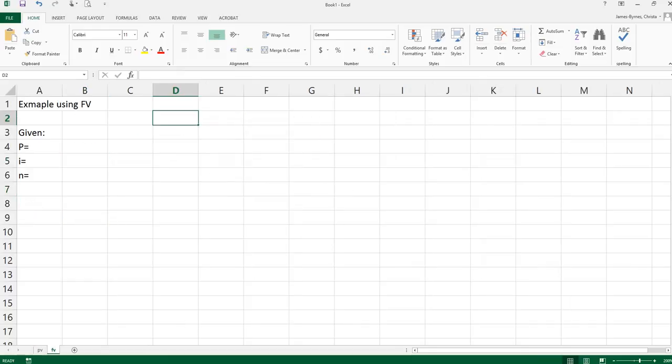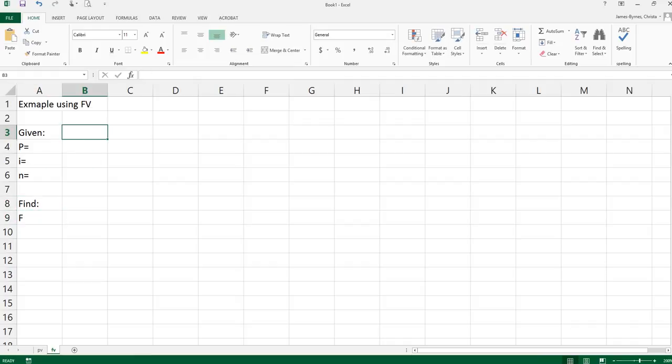The other one is the future value function. It needs the same stuff: the present value, the interest rate per interest period, payment, which we're going to leave blank, and the number of periods, and the end of period type we're going to leave blank. So in this one, we want to find F.